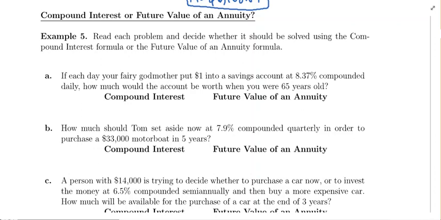So let's go ahead and read the directions. Example 5, read each problem and decide whether it should be solved using the compound interest formula or the future value of an annuity formula, okay? Not solving for anything, just trying to figure out which formula would I use to work the problem out, okay?